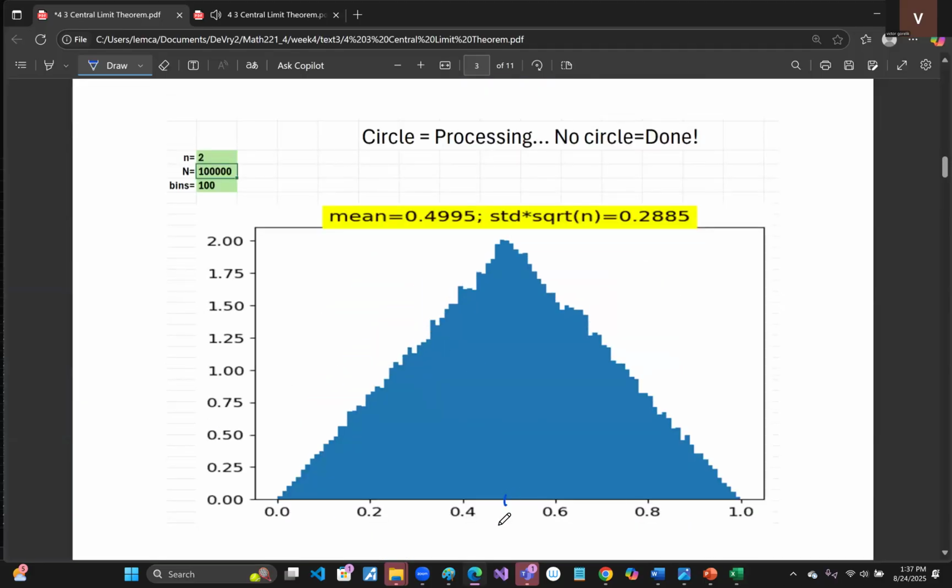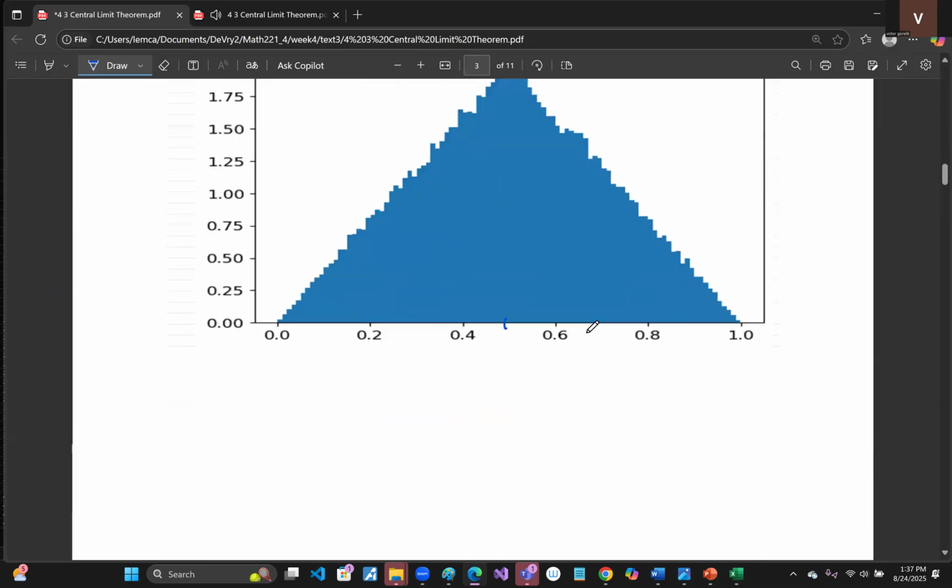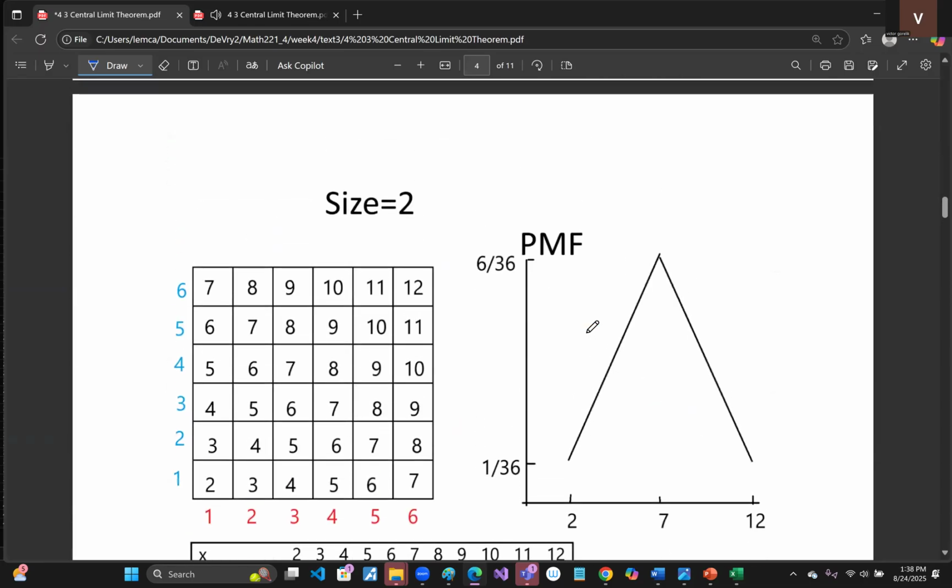Let's understand it on the example of rolling 2 dice. There are 36 possible outcomes. The sum of 2 dice can be from 2 to 12. The outcomes of 2 and 12 have the minimum probability, 1 over 36 each. The outcome of 7 has the maximum probability, 6 over 36. It explains why the sum of 2 trials has the triangle frequency distribution.